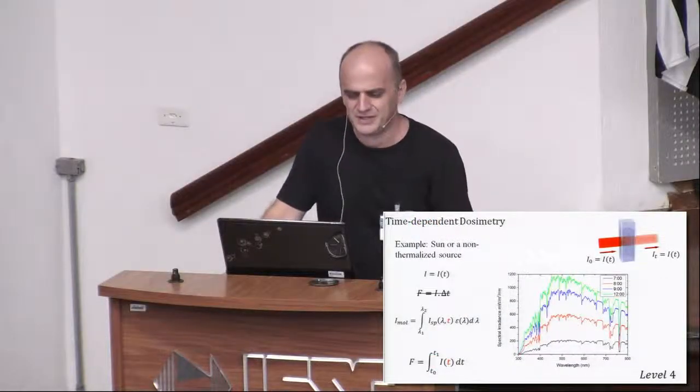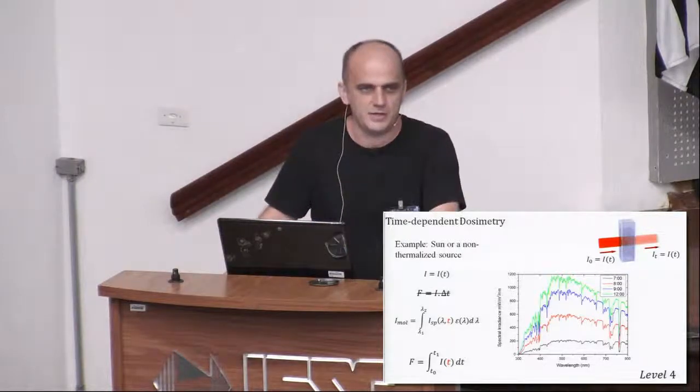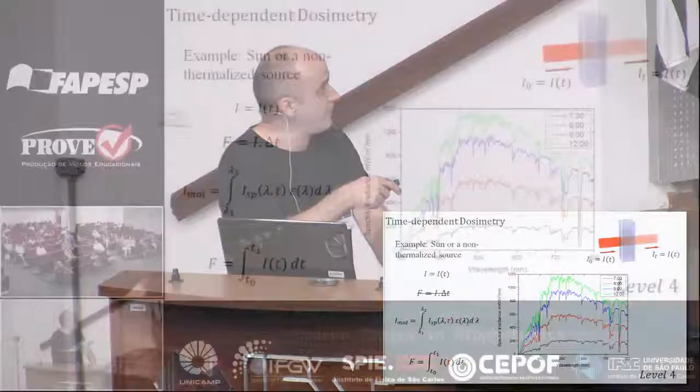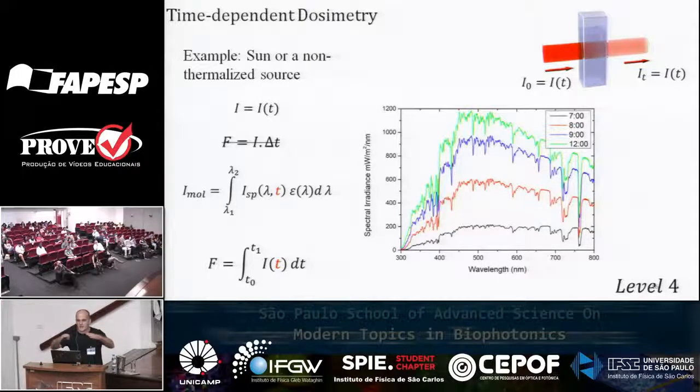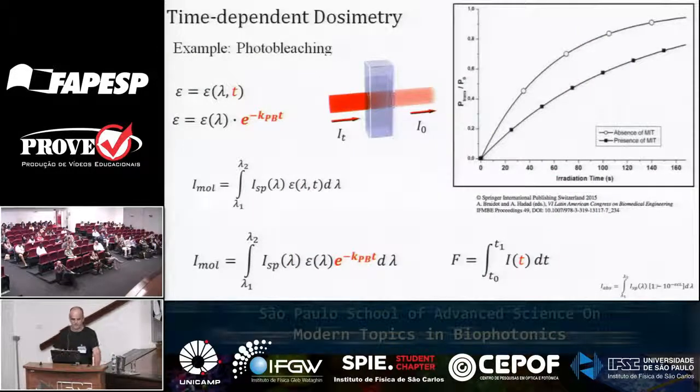So you must consider a time dependence of this irradiance. Here it is expressed that your spectral radiance is not only wavelength dependent, it's also time dependent. So the main problem is that you cannot consider irradiance times irradiation time anymore. You must consider an integration over time because your radiance changes along the day. That is one example. The second example is photobleaching, of course.